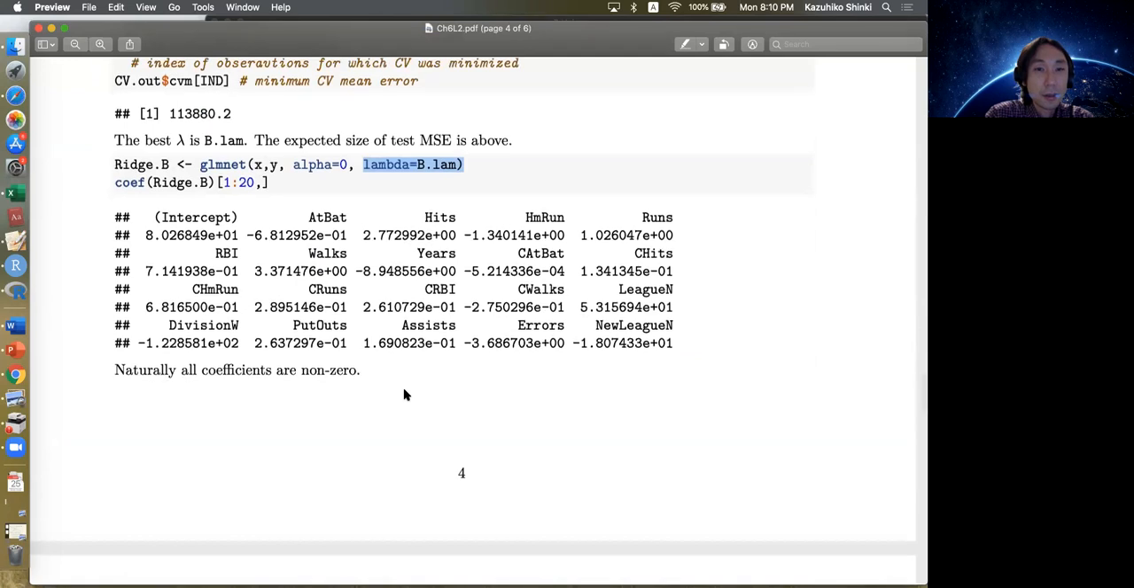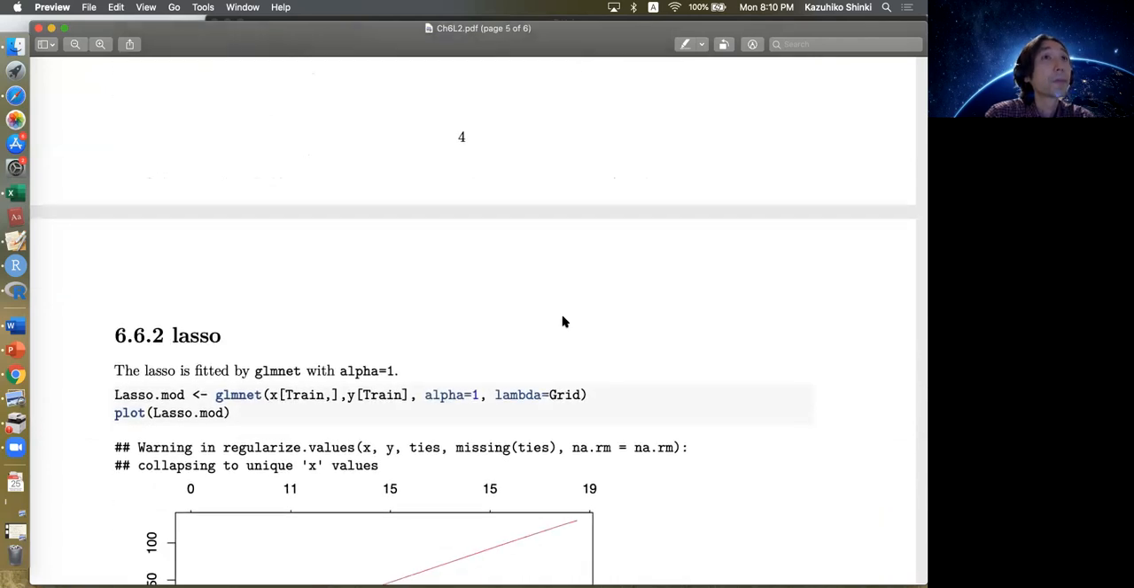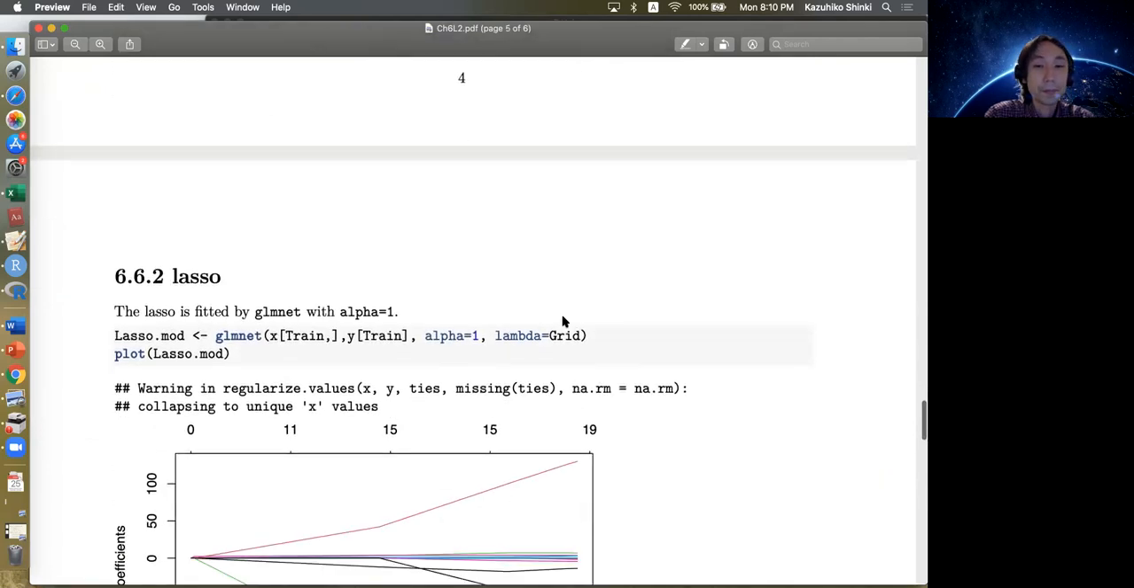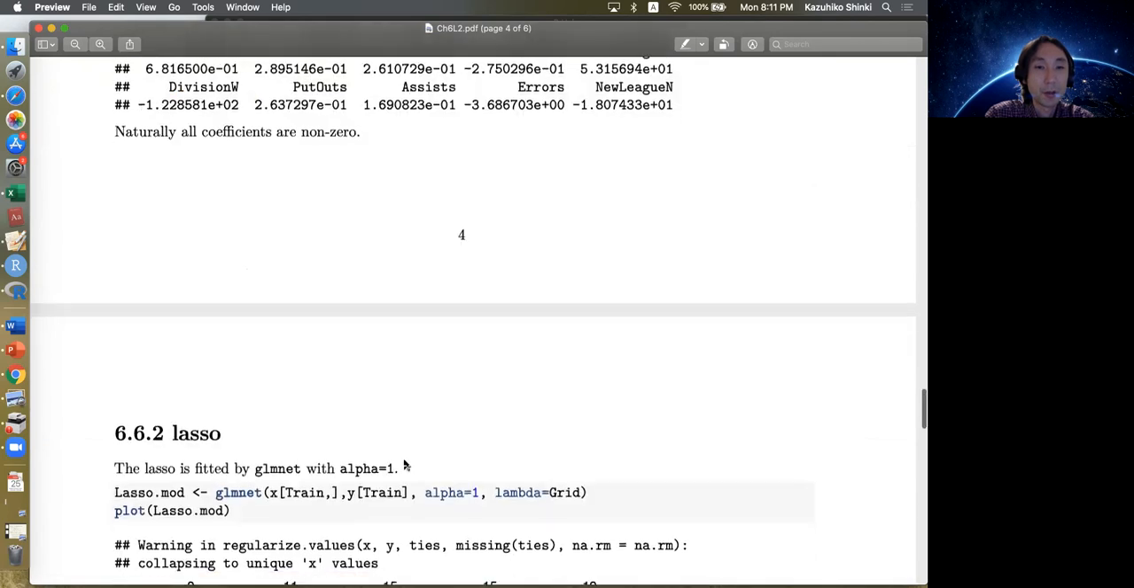And that's it. Yeah, so ridge regression does not make many coefficients 0. So some coefficients are small, but still not 0. Okay, so in ridge regression, coefficients get smaller, but usually not 0. No coefficients become 0.